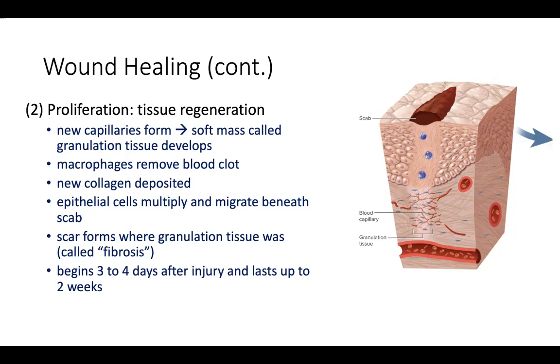Macrophages are still at work. They're now removing more tissue, kind of removing the blood clot. So more new epithelial tissue can form right below the scab here. So here's the macrophages taking out that blood clot. That's where new epidermal cells will form. New collagen is being deposited. So collagen helps to strengthen that epithelial tissue and the connective tissue underneath. So more collagen is being deposited.